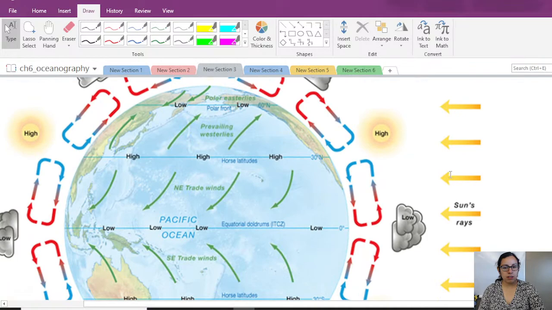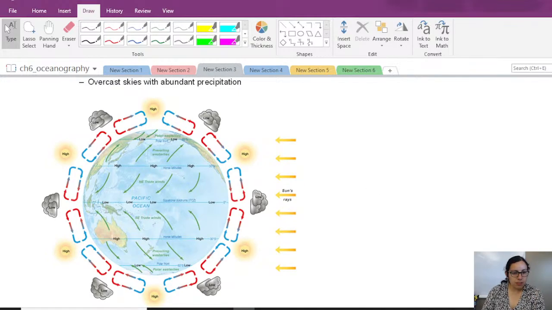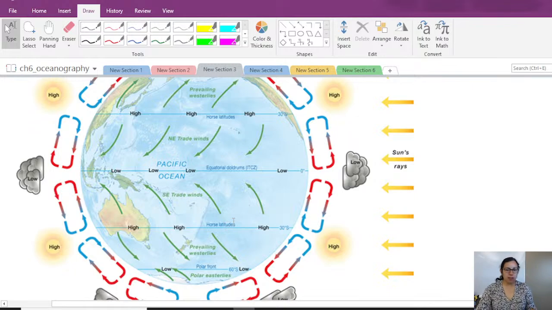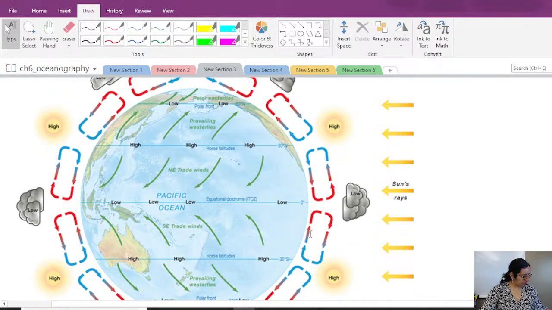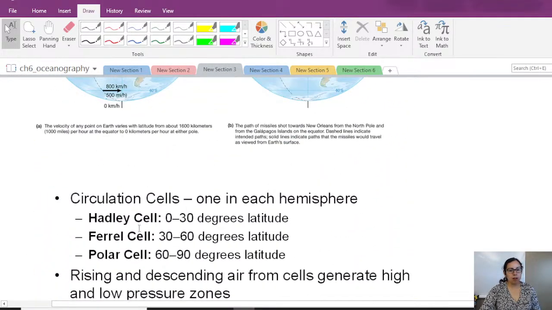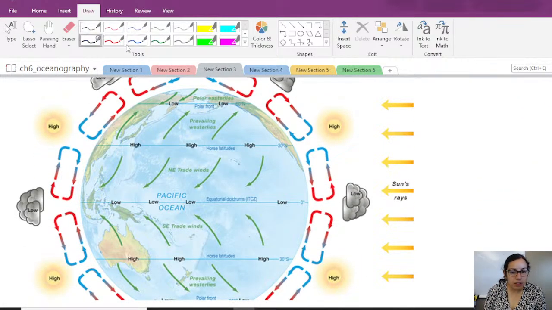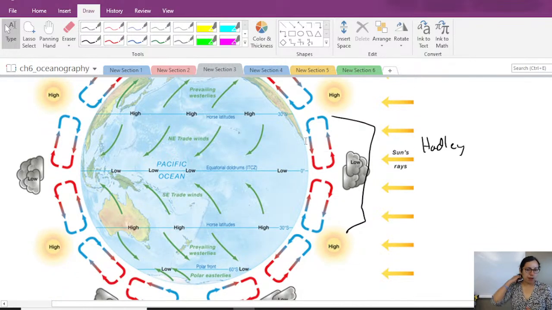Do we have a picture? Yes. Now let's look at what we actually have. This is our picture of what's actually going on. We have three main circulation cells here. Our lowest ones are the Hadley cells, which are in this region, and they go about how we would expect.